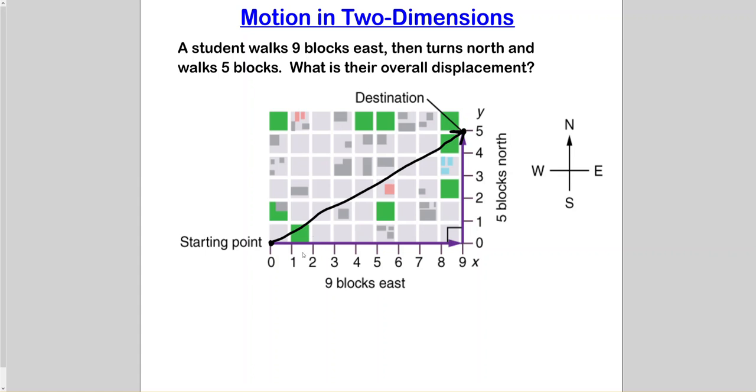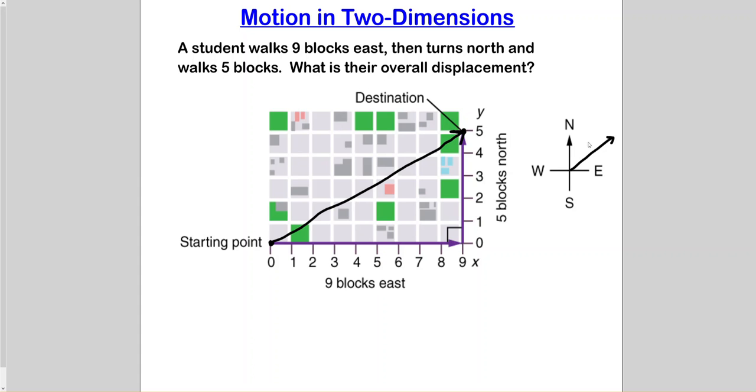Now the tricky part is that it's in X and Y, and so we need some way to describe this. If you look at this, you'll realize that this is a triangle, and that's going to help us. It also falls right in here. This is our vector, somewhere between north and east.